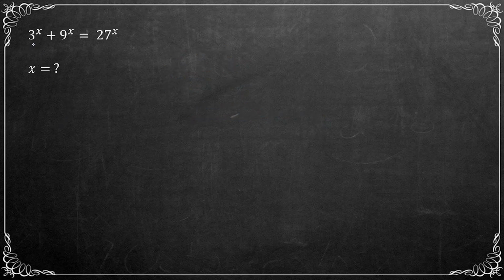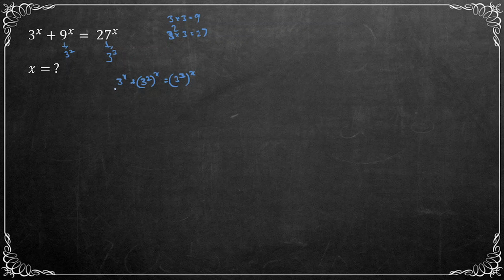So when we see 3, 9 and 27, we can recognize that 3 into 3 is equal to 9 and 9 into 3 is 27. So that means 9 can be written as 3 square and 27 can be written as 3 square into 3, which is nothing but 3 power 2 plus 3, which is nothing but 3 power 3. So we have 3 power x plus 3 square whole power x is equal to 3 cube whole power x.